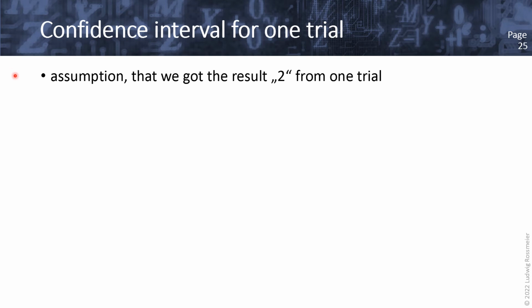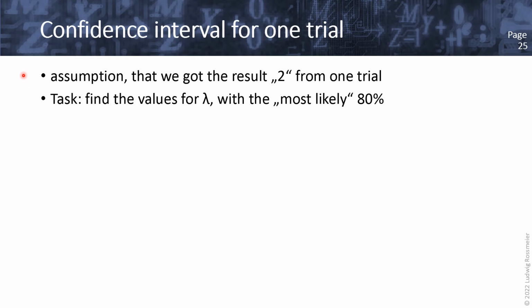What can we do with this result now? So let's assume that we got the result 2 from one trial. That means we have 2 bit flips after one measurement after a certain time. The task now is to find the values for lambda with the most likely 80%.